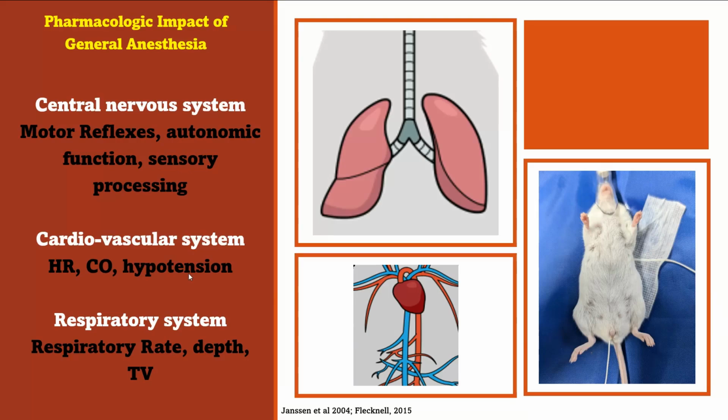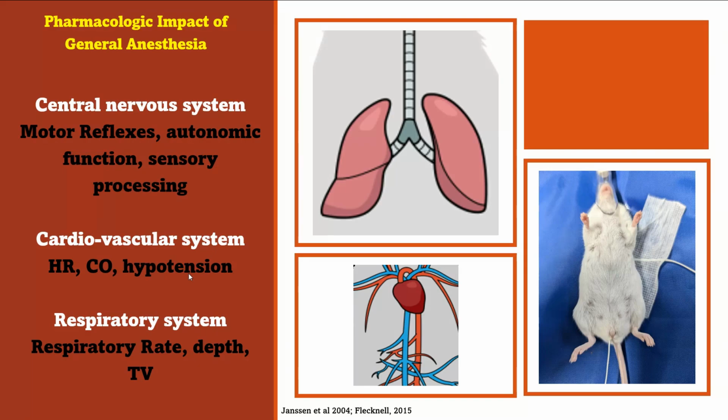For example, when we talk about the central nervous system, there is a dose-dependent depression in the motor reflexes and autonomic functions, as well as a delay in sensory signal processing. What does delayed sensory signal processing mean? It means that the anesthetized animal is unable to instantaneously perceive the external ambient temperature and even its own internal core body temperature.